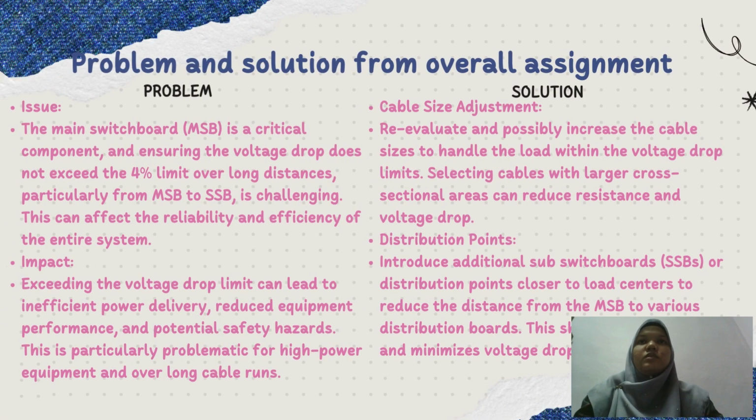Next, the problem and solution for the overall assignment. The problem is that the main switchboard MSB is a critical component, and ensuring the voltage drop does not exceed the 4% limit over long distance, particularly from MSB to SSB, is challenging. This can affect the reliability and efficiency of the entire system.